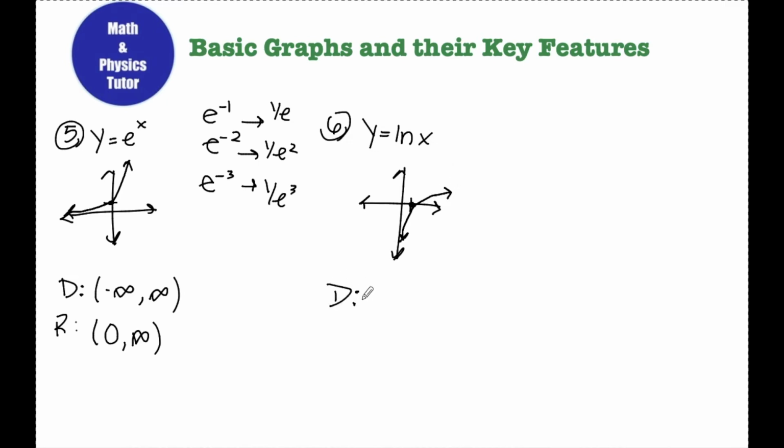My domain here is also restricted. I cannot plug in a negative number for x and get out a y value. So my domain is going to be from 0 to infinity. I also can't plug in 0, so that's why I'm not including 0.